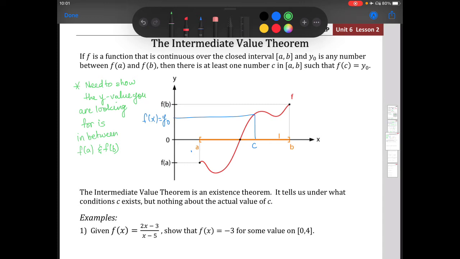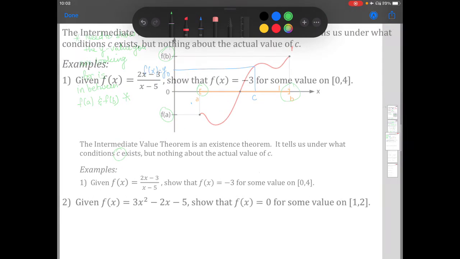So what we are trying to say here is, if you get a y value, or y naught, which is between your f of a and f of b, then there will be at least one number c which will also be in that interval, right? We're basically trying to show, I wrote it up here, we need to show the y value you're looking for is in between f of a and f of b. The intermediate value theorem is an existence theorem. It tells us under what conditions c exists, but nothing about the actual value of c, right? A c exists only when it is between the two values, between f of a and f of b, right?